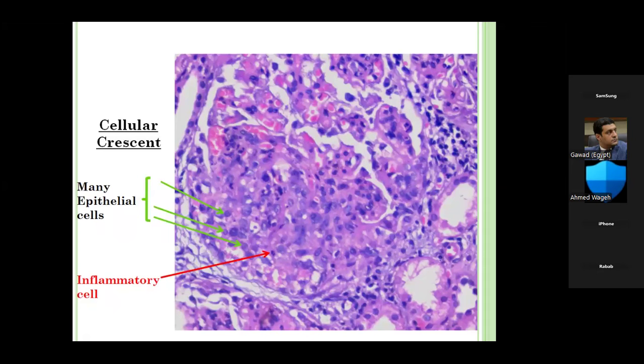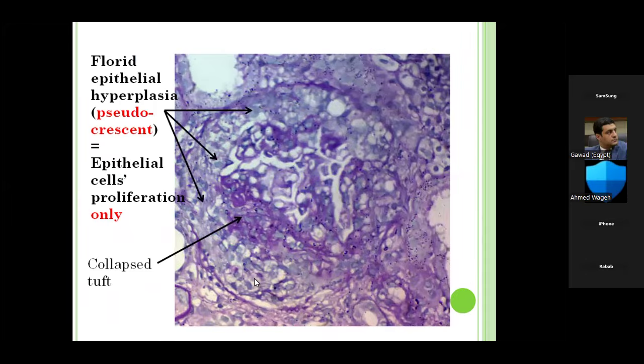Okay. It's a higher power for the same glomerulus. These are the inflammatory cells and neutrophils here, and these are the proliferating podocytes with the large nucleus. Okay, and again the florid epithelial hyperplasia, just to compare.